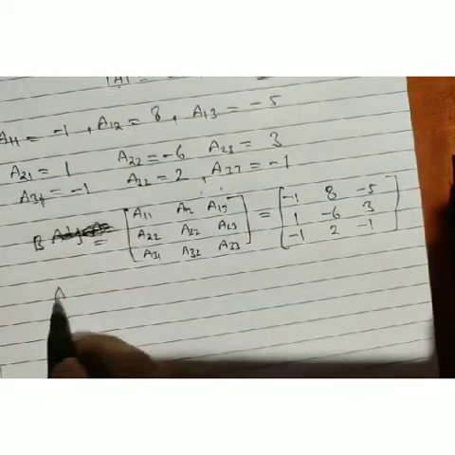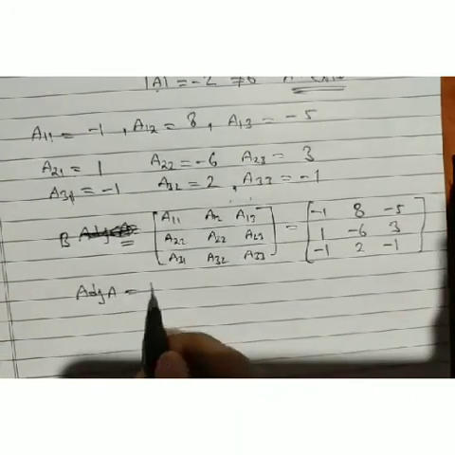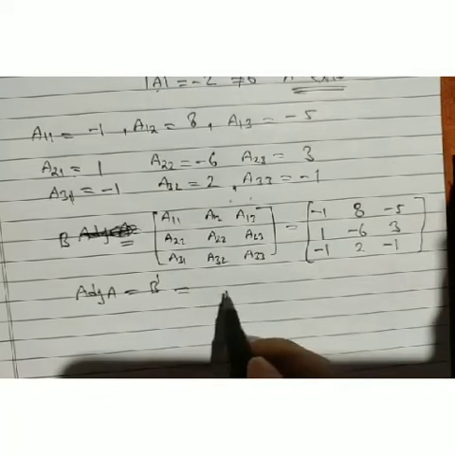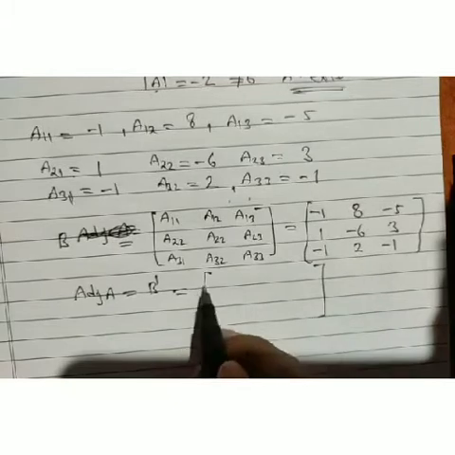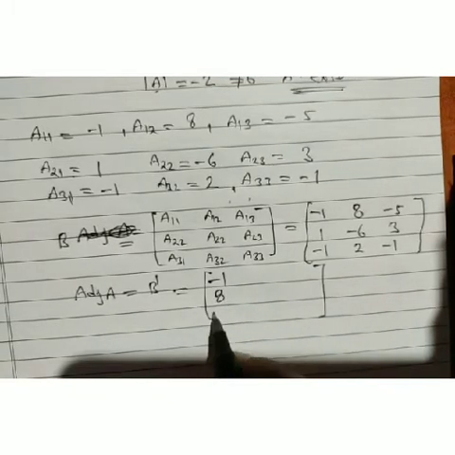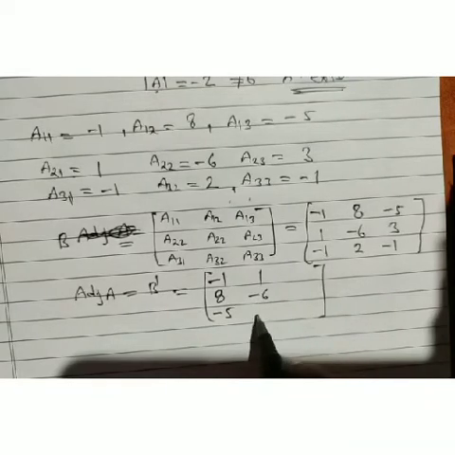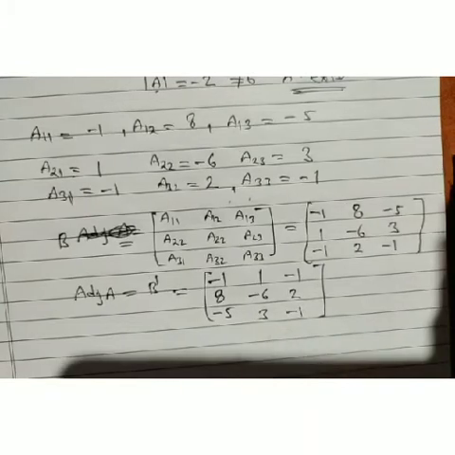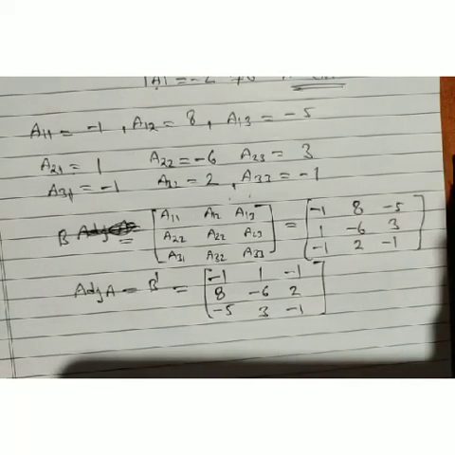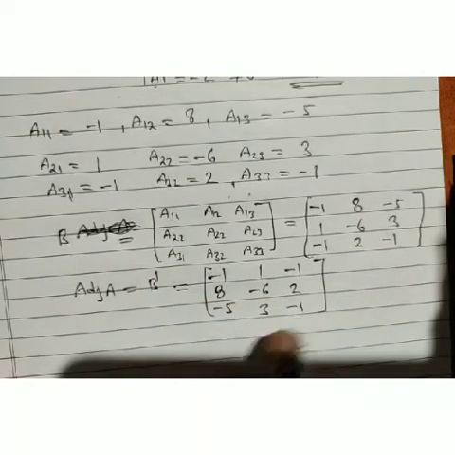Now what is our adjoint of A? Our adjoint of A is the transpose of B, and the transpose of B is what? We are going to interchange its rows into columns. Minus 1, 8, minus 5, 1, minus 6, 3, minus 1, 2, and minus 1. Now our adjoint of A is: minus 1, 1, minus 1, 8, minus 6, 2, minus 5, 3, and minus 1.